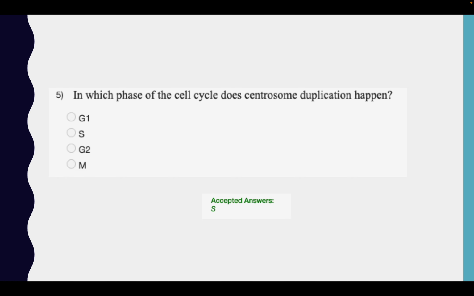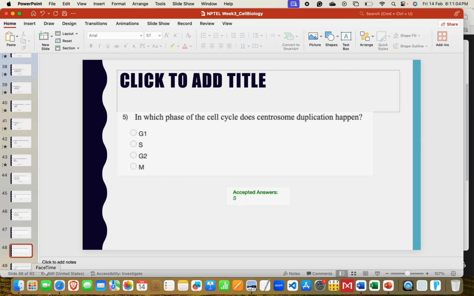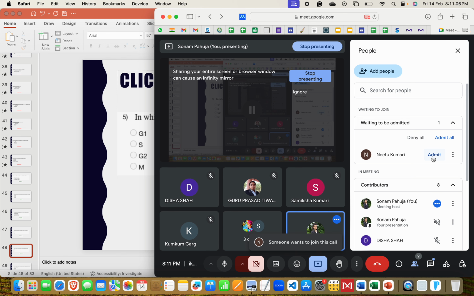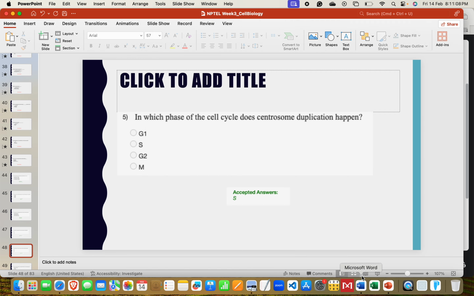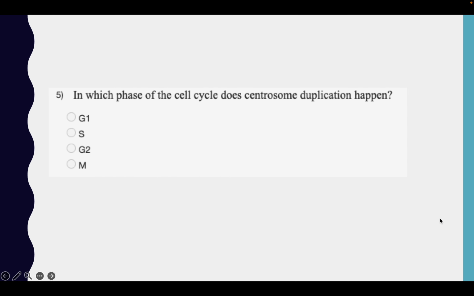So this S phase is when DNA replication happens. In this phase, DNA replication happens as it is a synthesis phase, and the centrosome, which is the microtubule organizing center, also duplicates itself to prepare for cell division in the mitotic phase. So centrosome duplication happens in S phase.